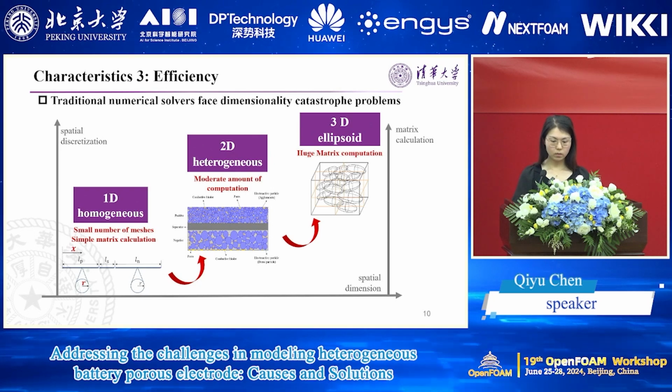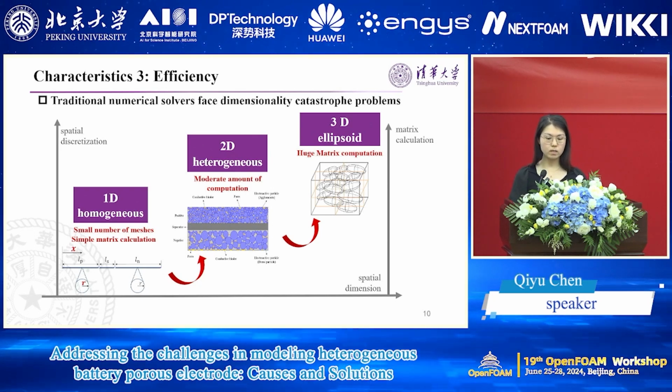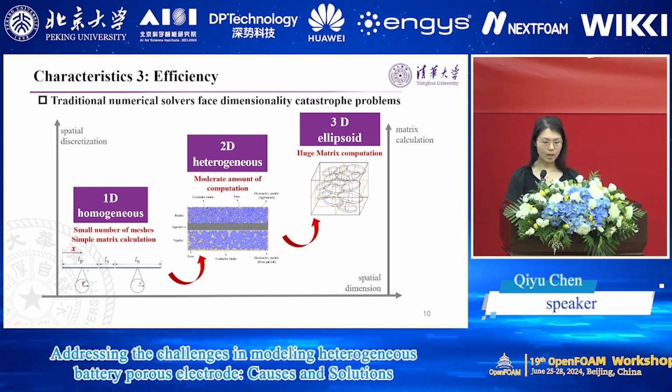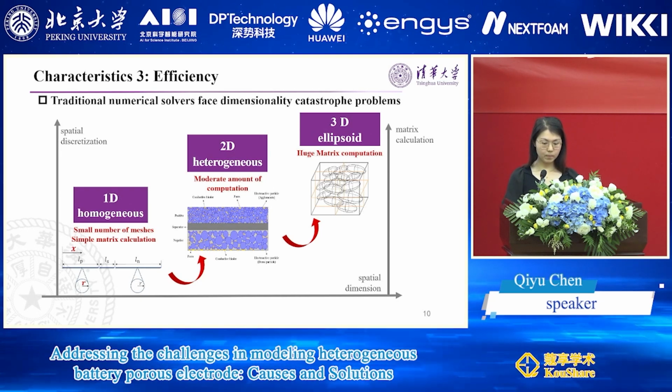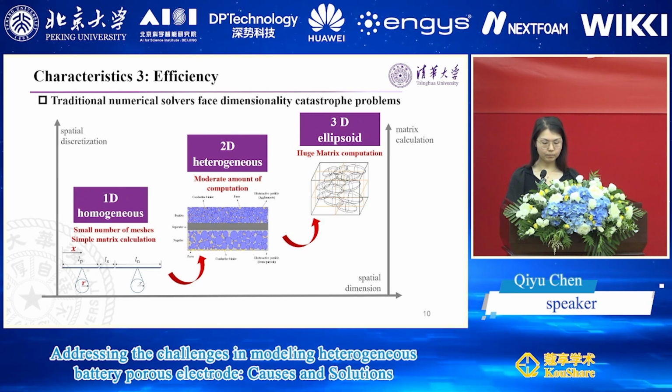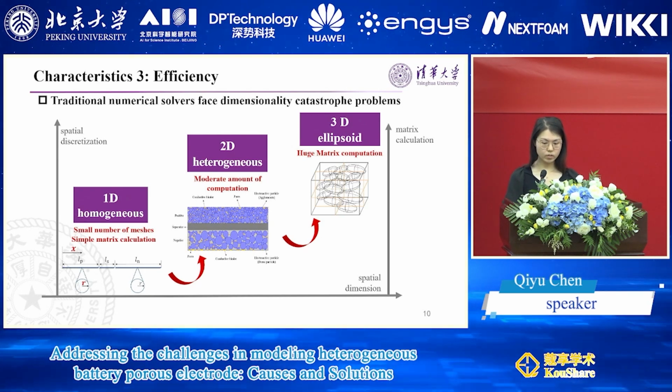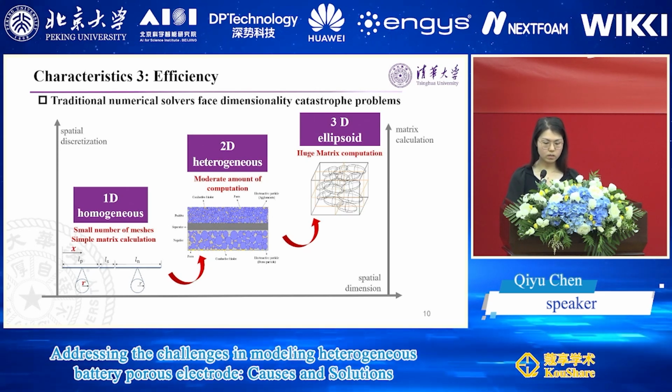Continue to expand to higher dimensions, the mesh discretization is even more complex, and meanwhile, the complexity of the multiphysics field coupling relationships also exacerbates the computation efficiency problems.